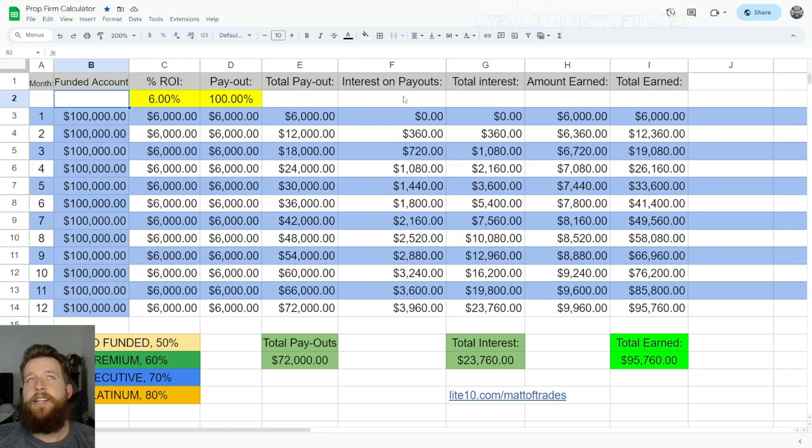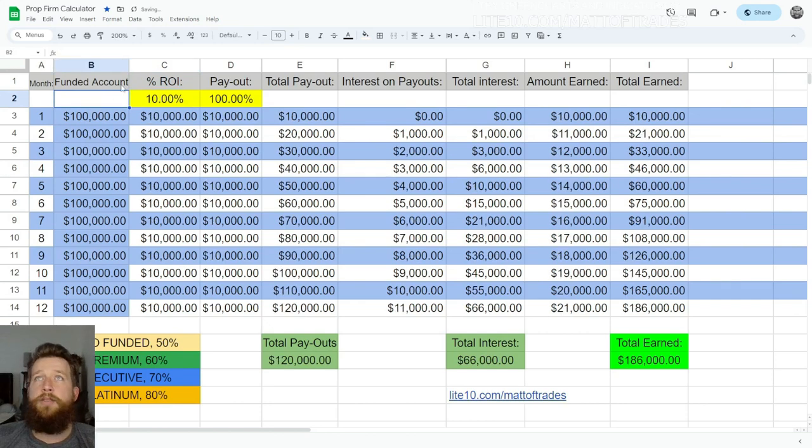Now this is kind of cool. This is more or less the power of compound interest. If you were to just reinvest that $6,000 every month, at the very last month, you would have made almost $10,000 in just that one month. Now 6% is very doable doing day trading. 10% is actually very doable as well.